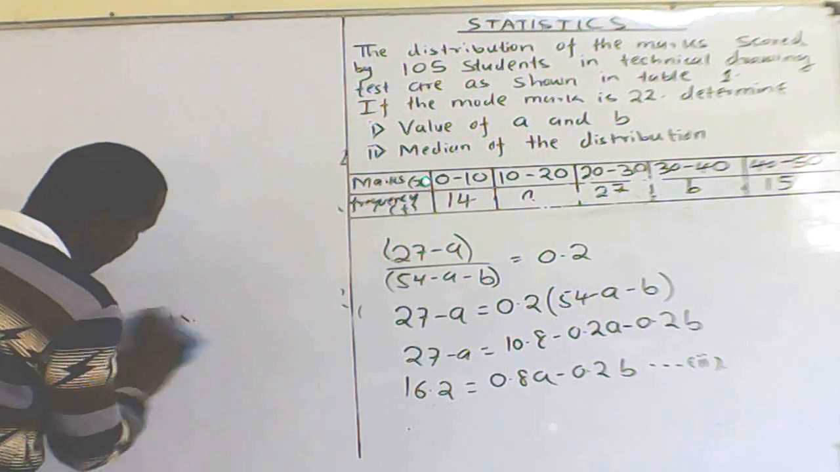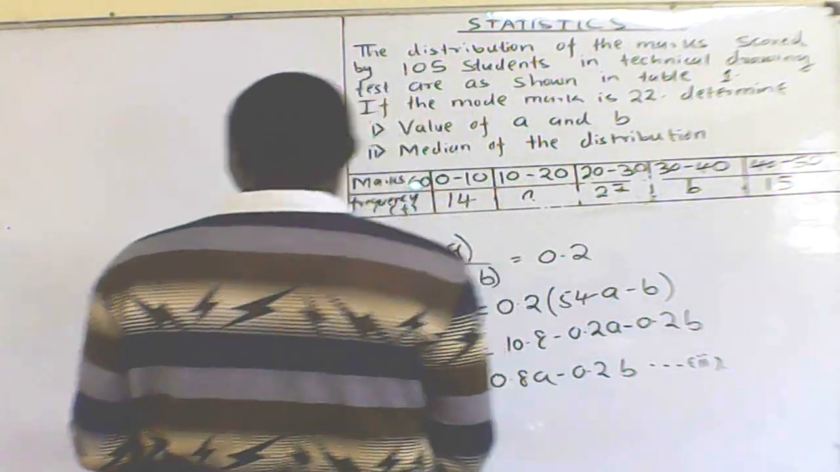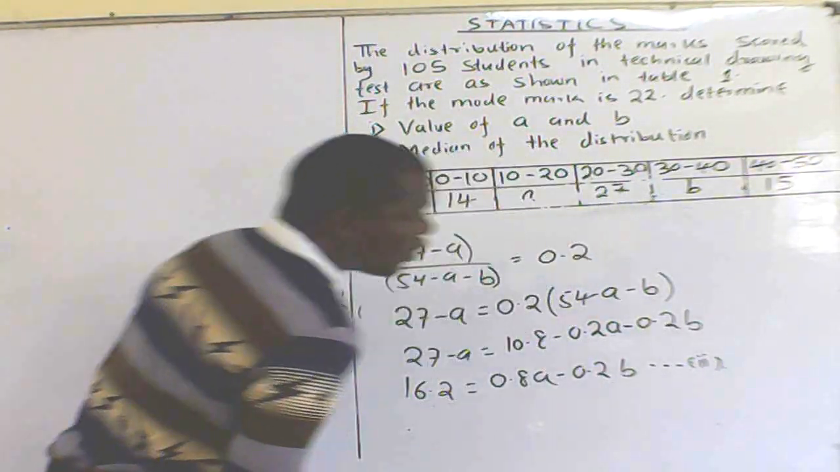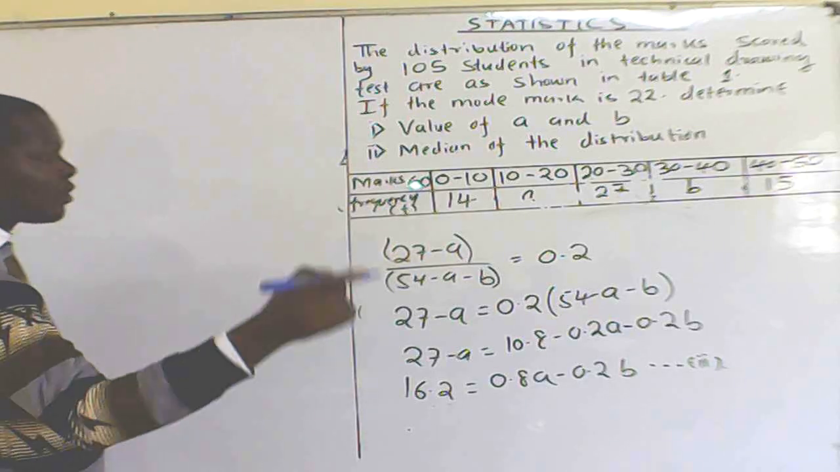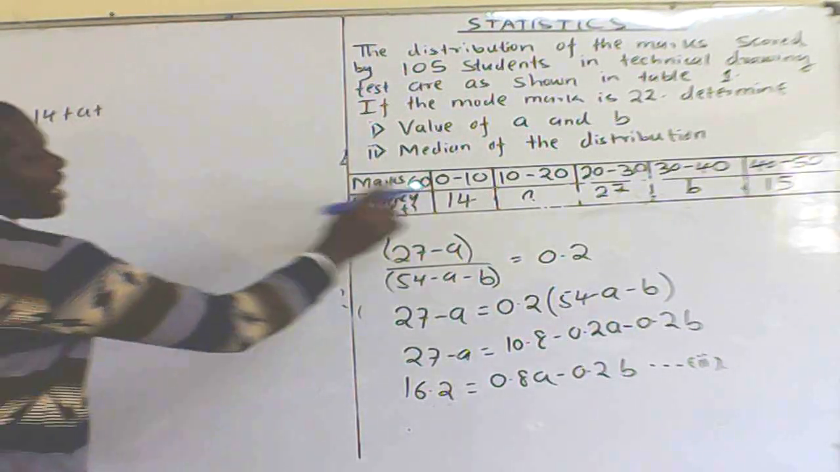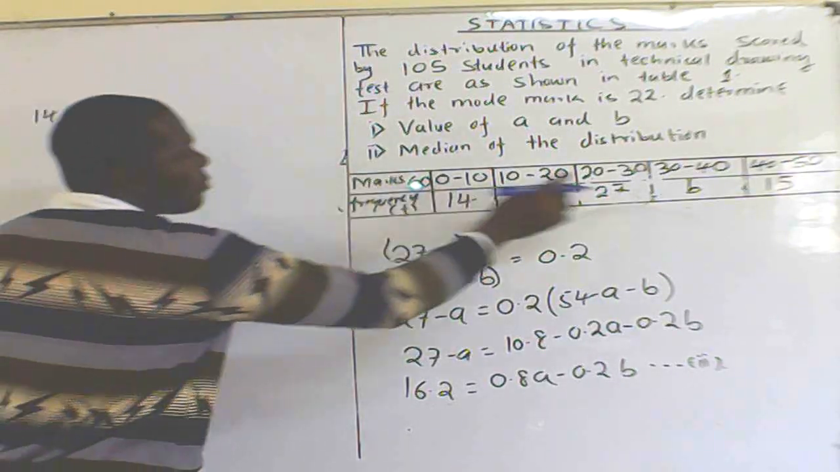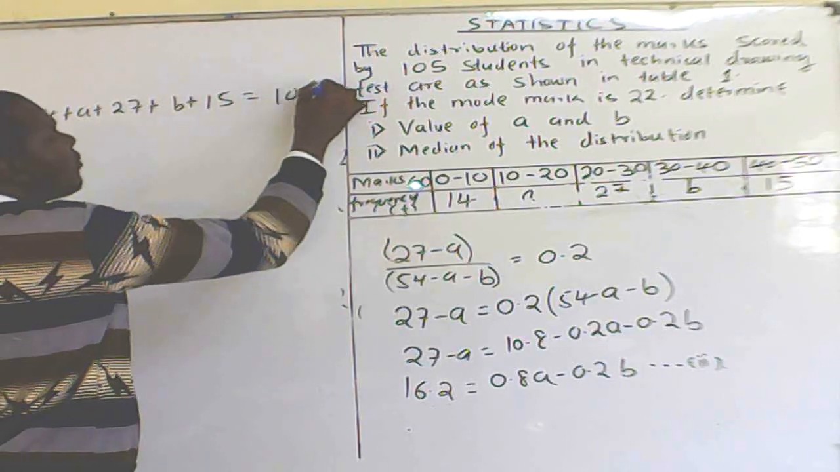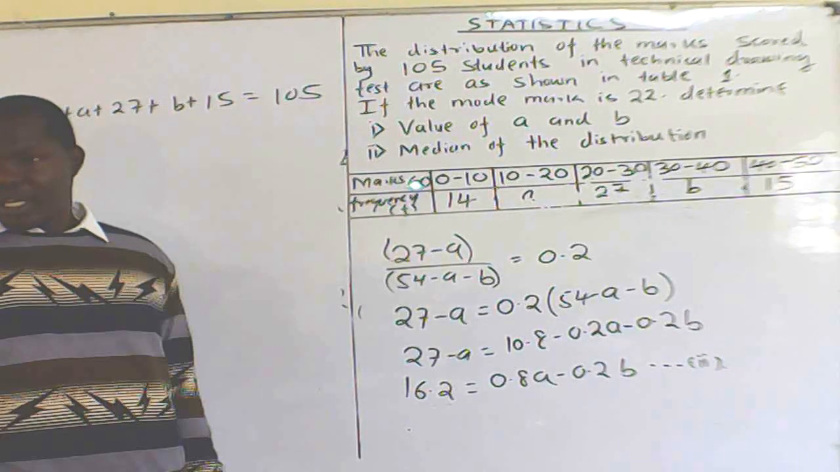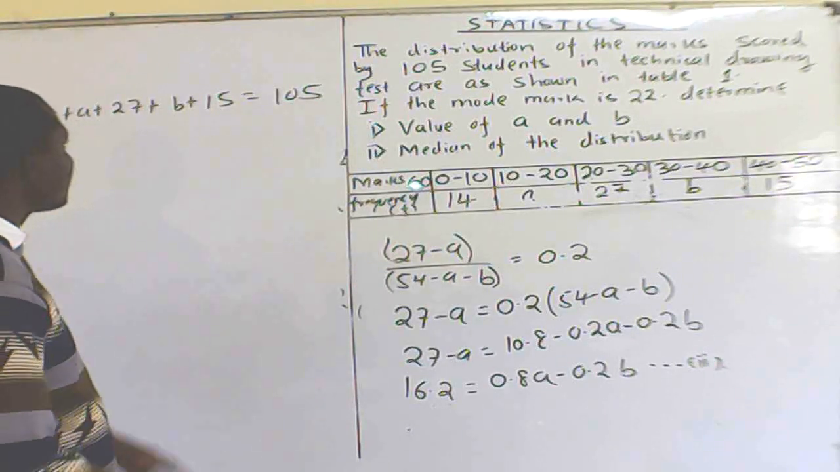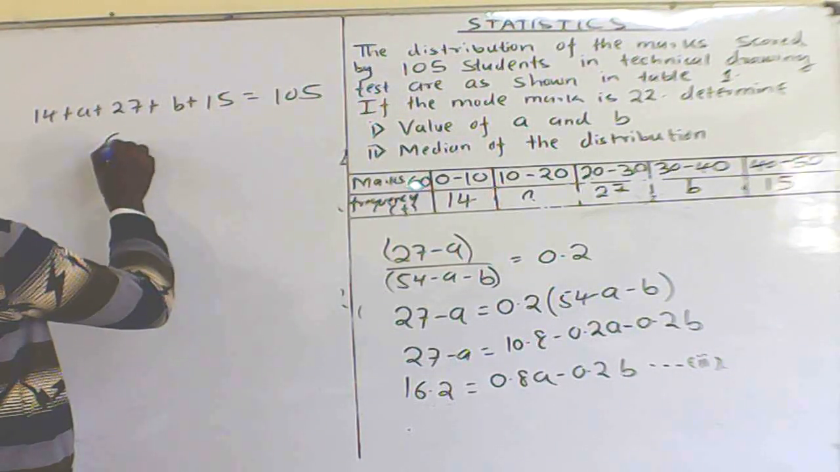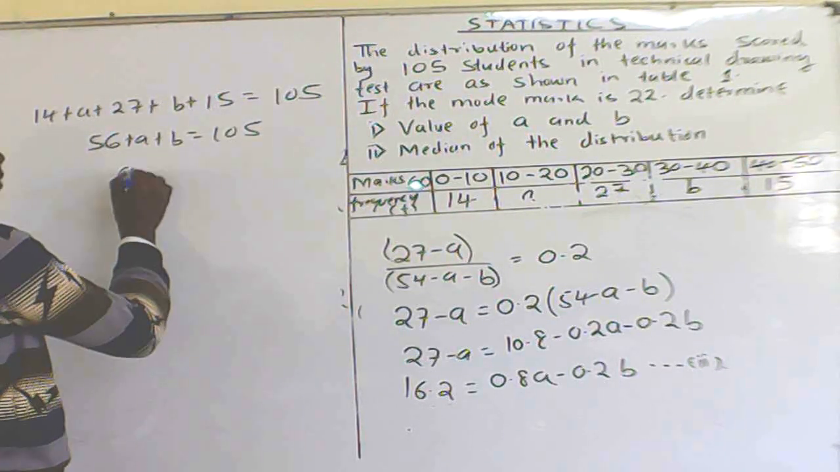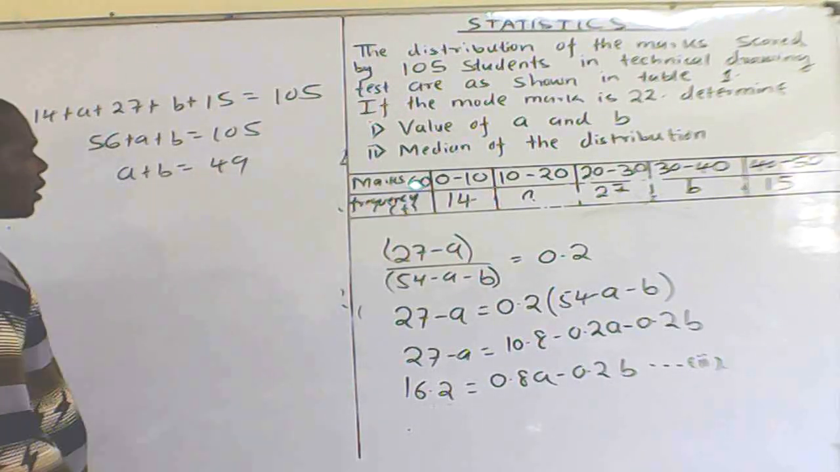When we add up all the frequencies, what do you get? 14 plus A plus 27 plus B plus 15 should give you a total of 105 students, isn't it? So what do you get? 14 plus 27 plus 15 is 56. Then plus A plus B is 105. So subtracting 56 the other side, A plus B is 49.